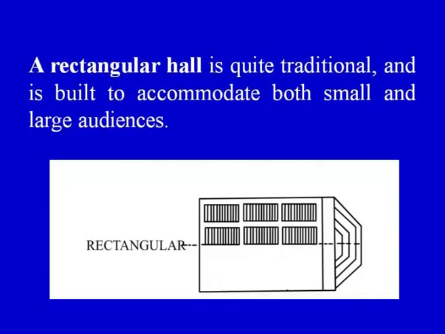A rectangular hall is quite traditional and is built to accommodate both small and large audiences, but these halls will always generate cross reflections, flutter echoes between parallel walls.